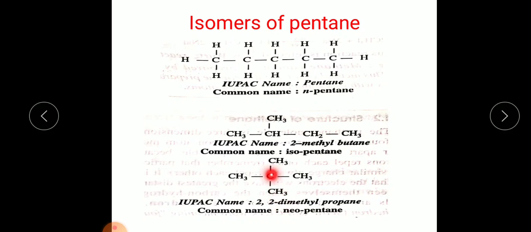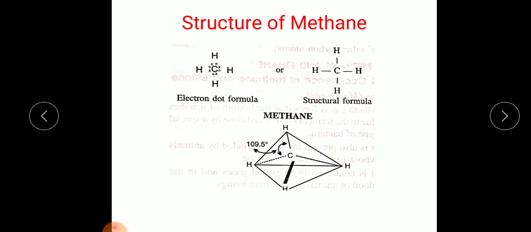In this case, at 2 we have 2 methyl groups, so we mention 2,2-dimethyl, and this is the propane: 2,2-dimethylpropane, or we call it neopentane as well. So we have 3 isomers of pentane.